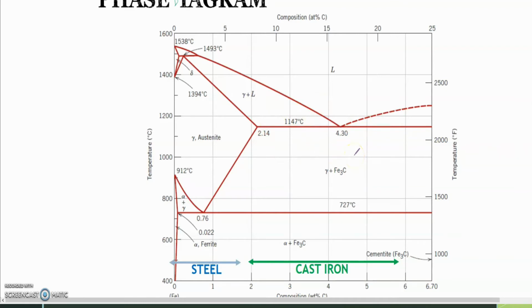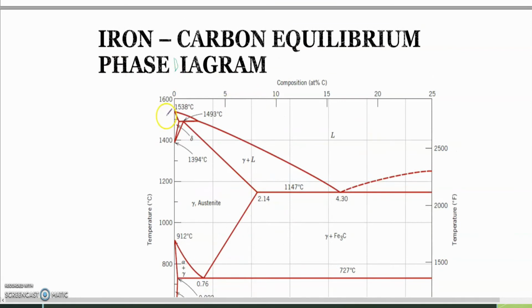Okay, so as you can see from the diagram, this iron carbon phase diagram is used to understand the phases present in steel.